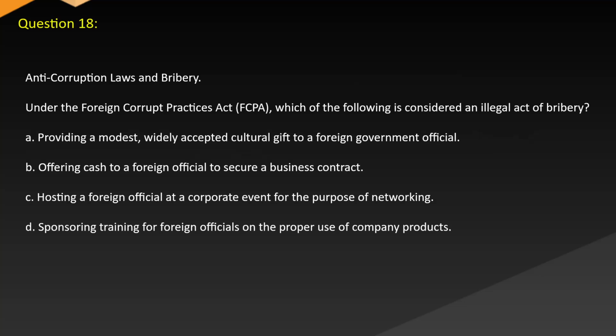Question 18. Anti-corruption laws and bribery. Under the Foreign Corrupt Practices Act, FCPA, which of the following is considered an illegal act of bribery? A. Providing a modest, widely accepted cultural gift to a foreign government official. B. Offering cash to a foreign official to secure a business contract. C. Hosting a foreign official at a corporate event for the purpose of networking. D. Sponsoring training for foreign officials on the proper use of company products.